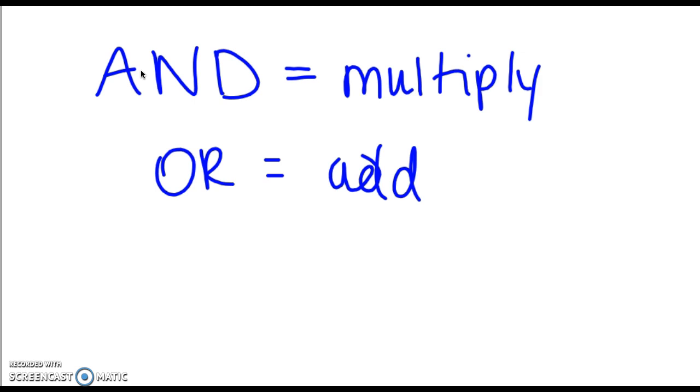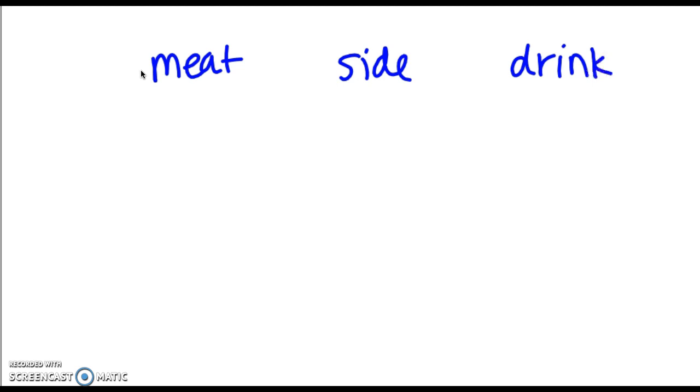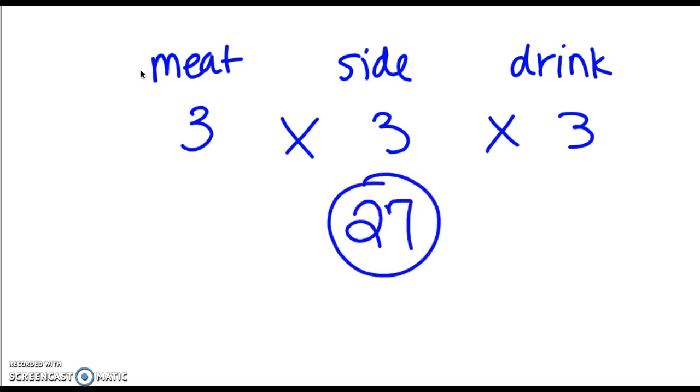And then when we're talking about sample spaces and how many possible events, if we have a meat option, a side dish option, and a drink option, we know we need meat and side and drink. So if there were 3 meats and 3 sides and 3 drinks, we could just multiply the 3 together. 3 times 3 is 9, and 9 times 3 is 27. And we'd say there's 27 possible outcomes, 27 possible ways to arrange those options.